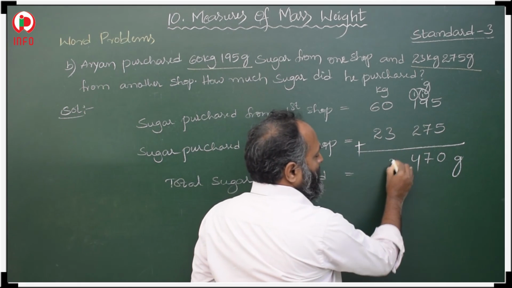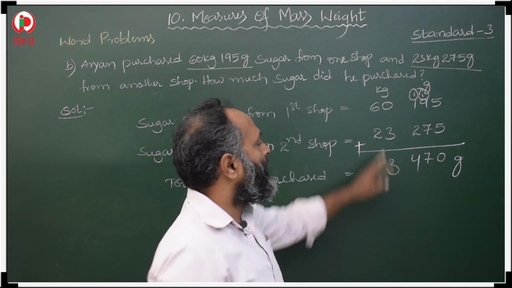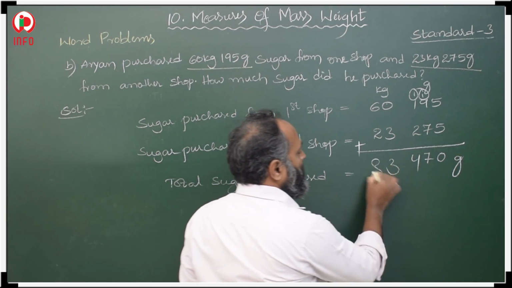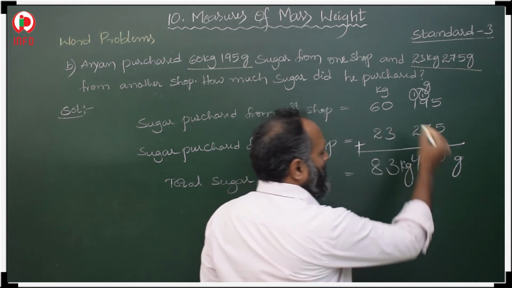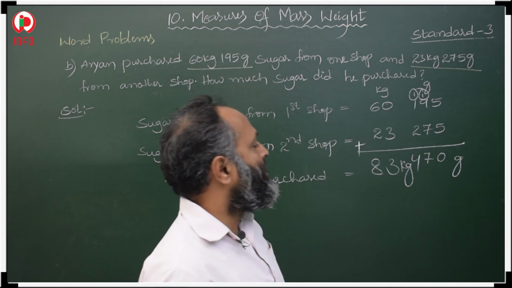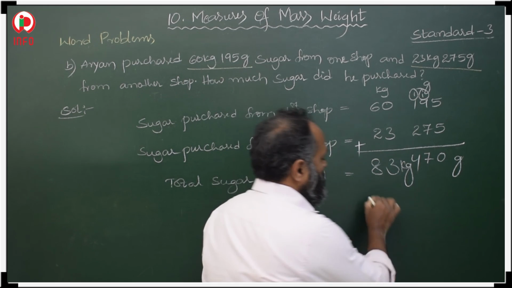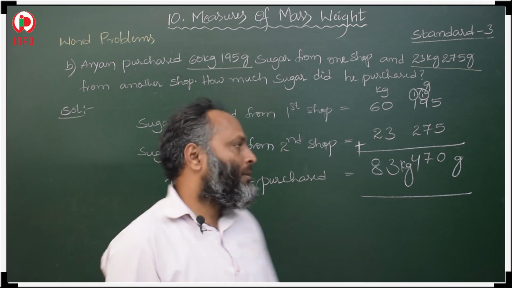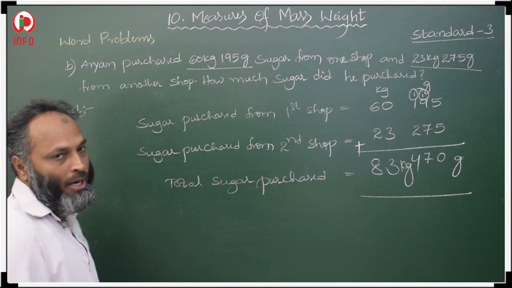Now kilograms. 0 plus 3. 0 plus any number is the number itself. 0 plus 3 is 3, and 6 plus 2: 6, 7, 8. 83 kgs 470 grams. This is the total weight of sugar purchased by Aryan. Okay.